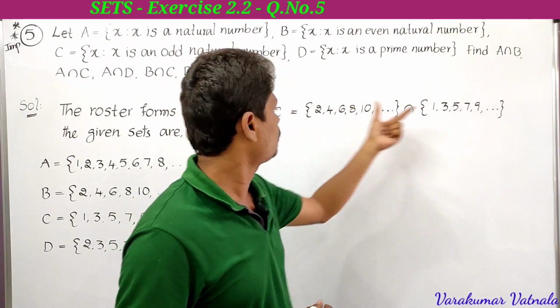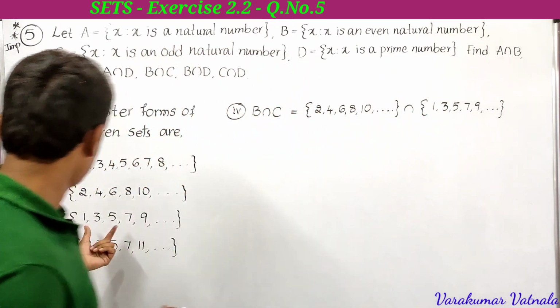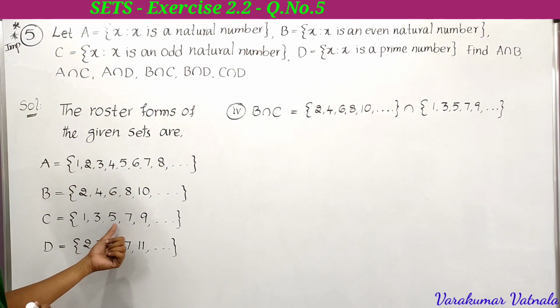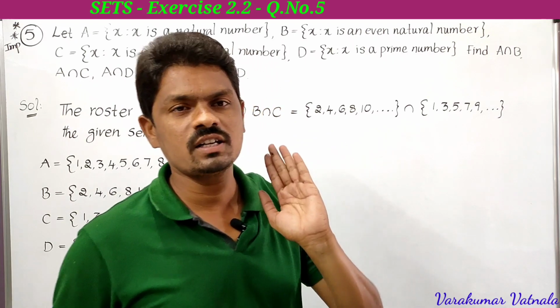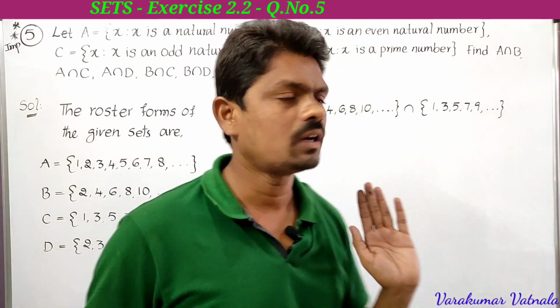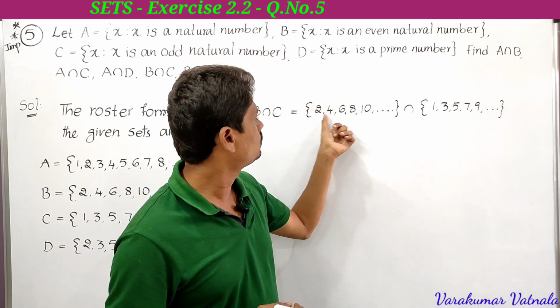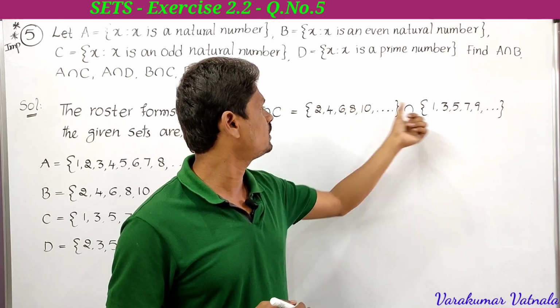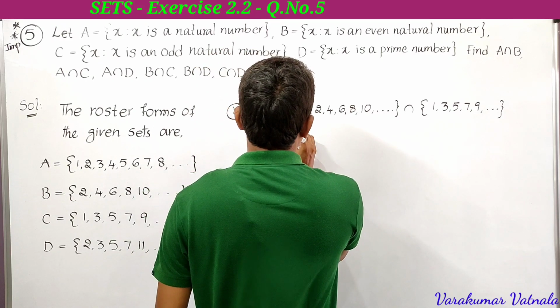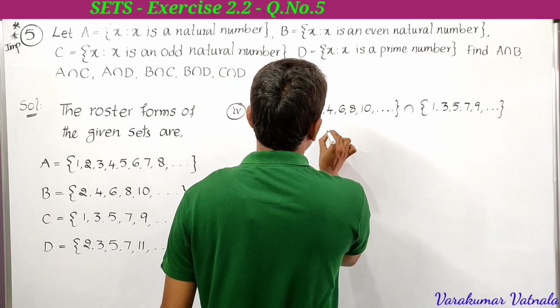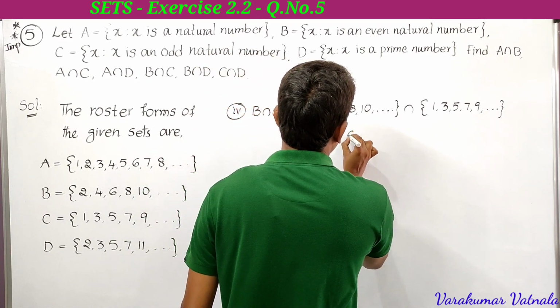Intersection. Next we have to write the elements of set C. This is set C, these are the elements 1, 3, 5, 7, 9. So I have to write the intersection. To write the intersection, we have to select the common elements. So what are the common elements? 2 is not there, 4 is not there, 6, 8, 10. So there are no common elements here, so B intersection C is a null set.